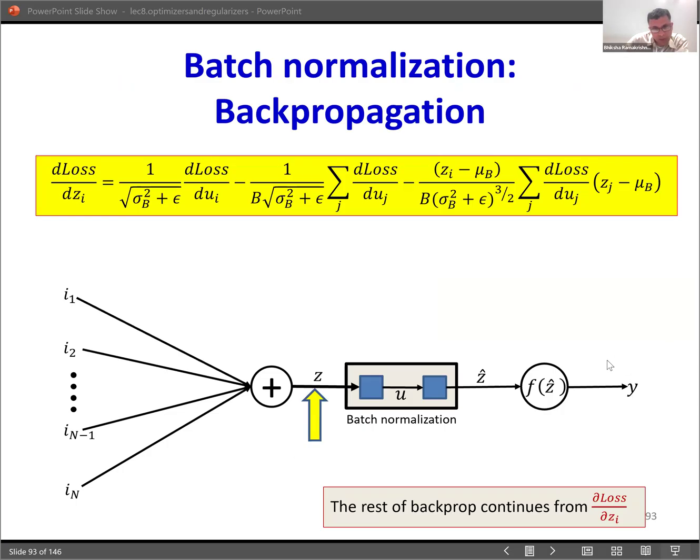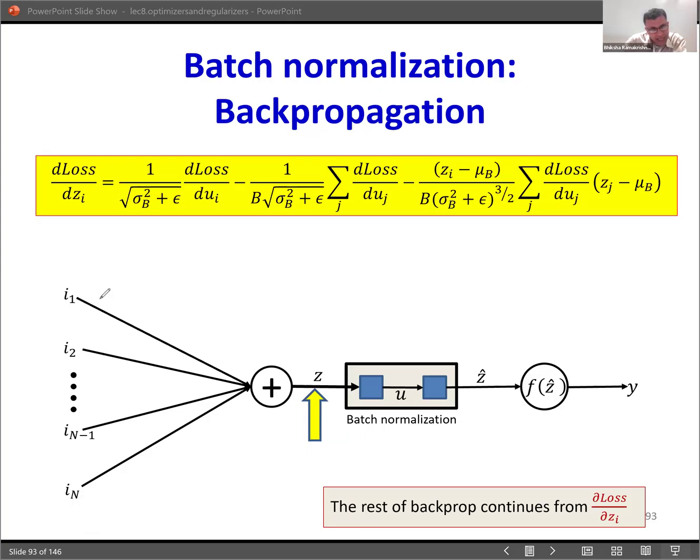It's the derivative of the loss with respect to u divided by the standard deviation, minus 1 over b times the standard deviation, the square root of the variance, times the sum over all instances in the mini batch of the derivative of the loss with respect to u in the mini batch, minus this third term. Okay, so I've got zi minus mu b in here, and I'm summing over all of the zj's. Again, I'm not going to explain the formula. We saw how this is derived. But I want you to observe something about this.